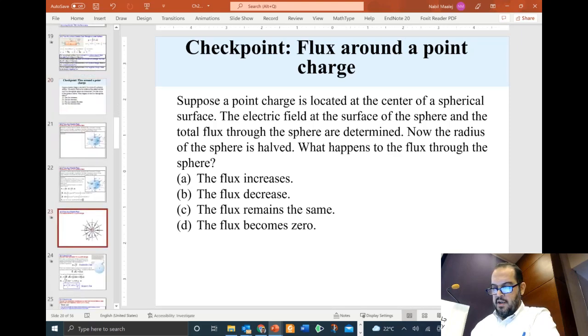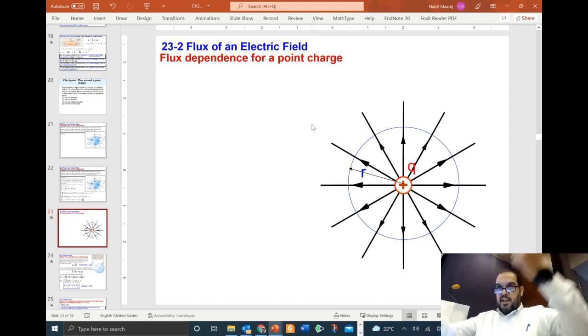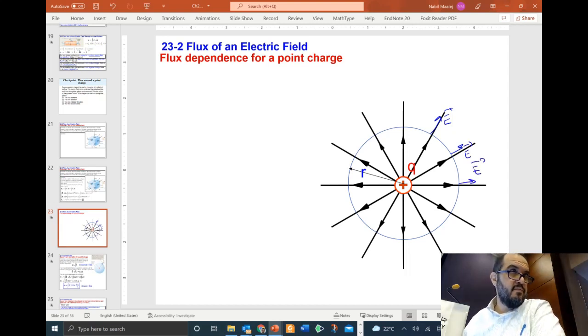Let's assume we have a charge Q, and we know if the charge is positive, the electric field lines are going to be pointing outward. The electric field is actually pointing away at each of these locations. I want to determine the flux at this radius R. So let's assume I make a sphere of radius R around this charge, and I'm going to determine what the flux is, and then whether the flux changes if the radius increases or decreases.